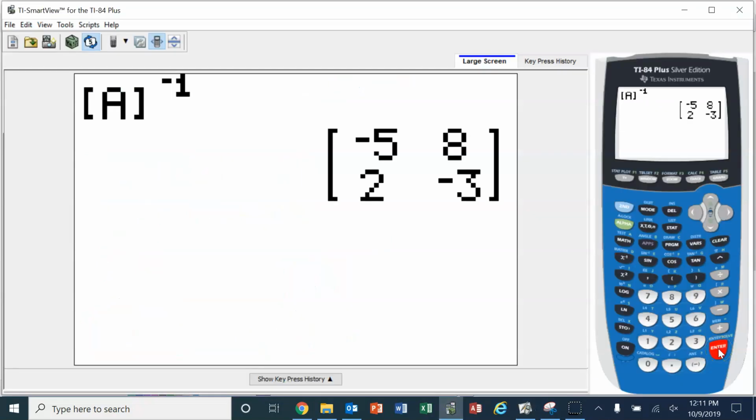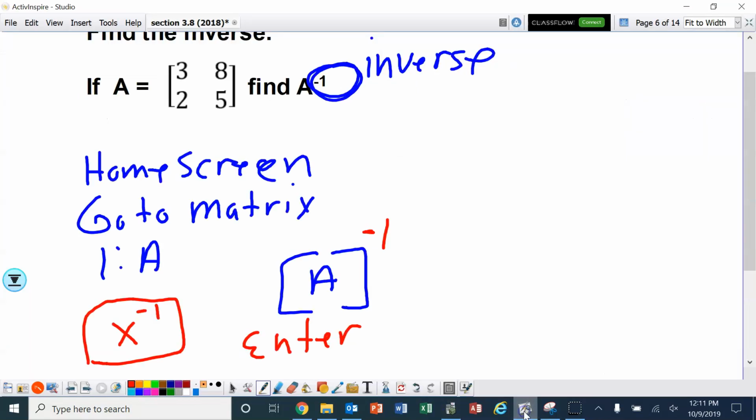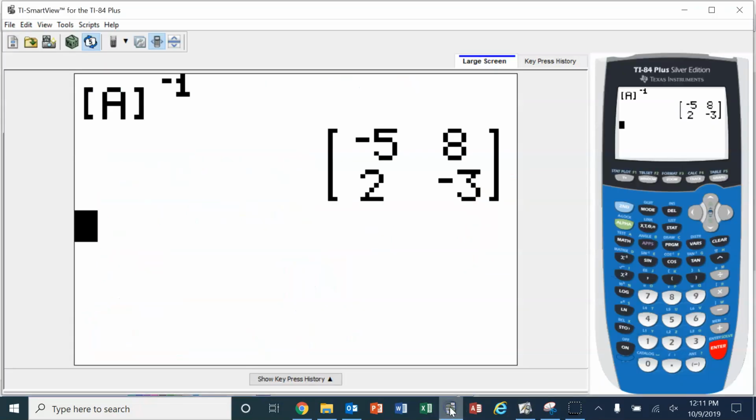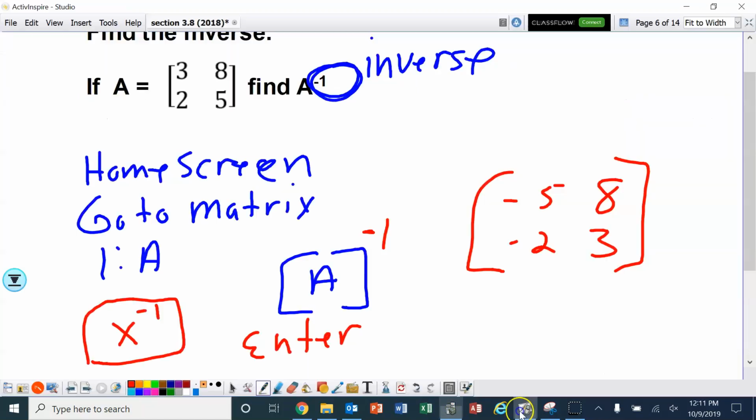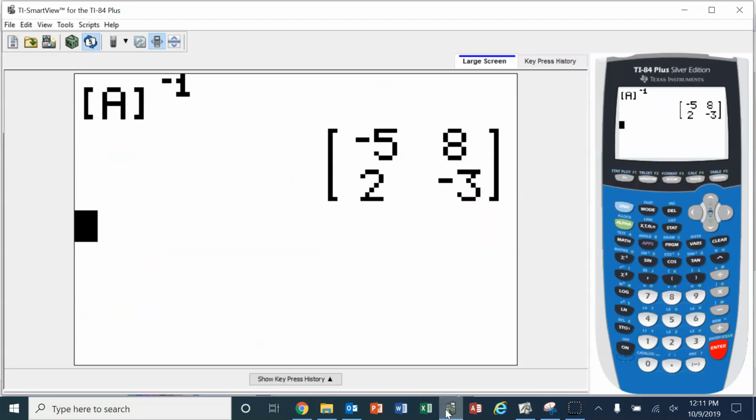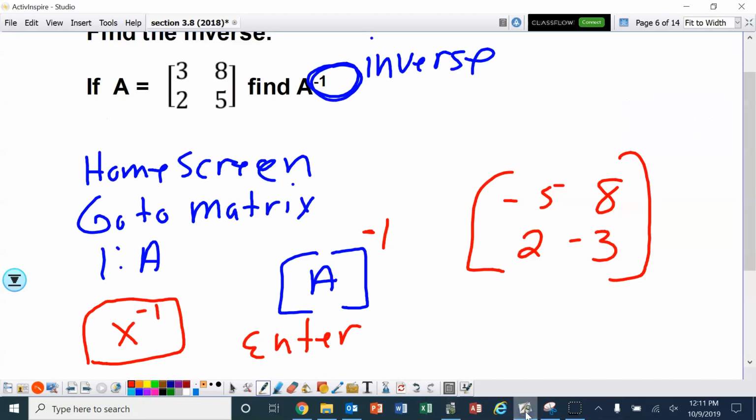And there's the inverse matrix. -5, 8, -2, 3. All right, so that's how we find the inverse of a number.